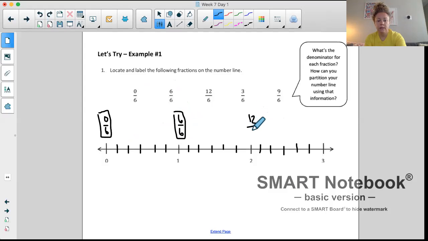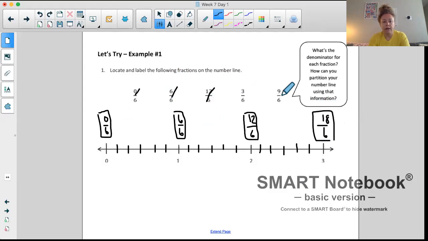12/6. That's another number from up here. All right. And 3 wholes would be how many sixths? 18/6. Okay. So we've already got 3 of these. I'm going to cross these off so I know that I'm done with these. We have 3/6 and 9/6 to find.